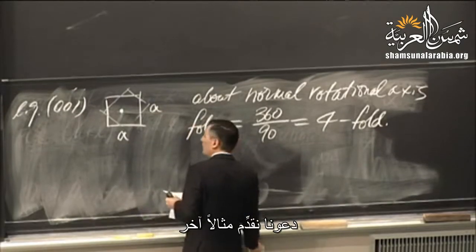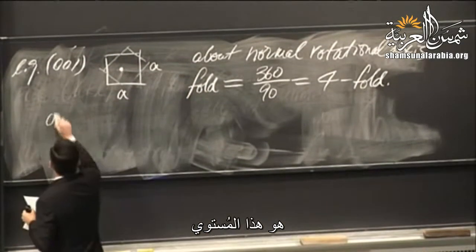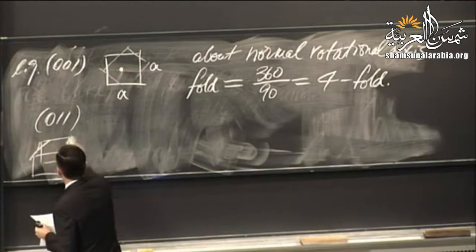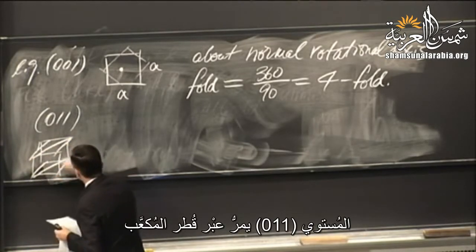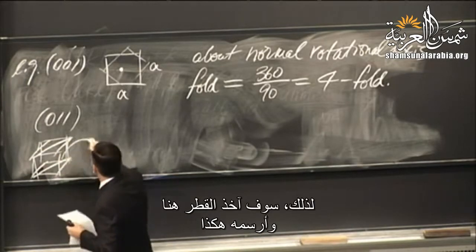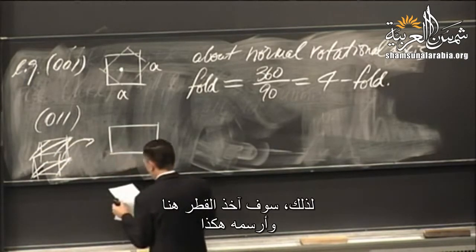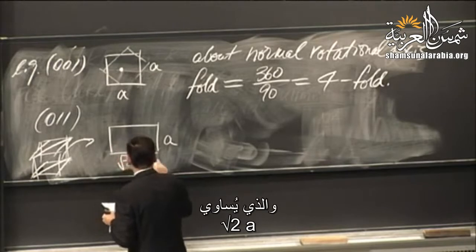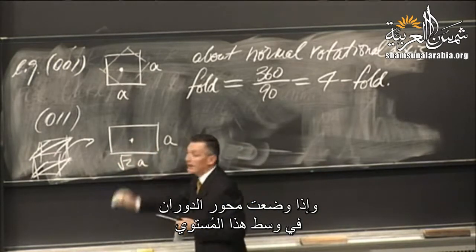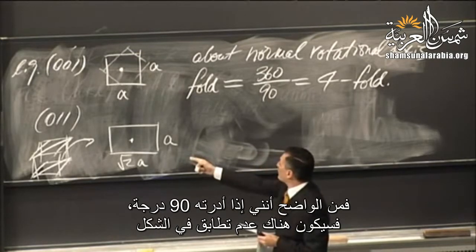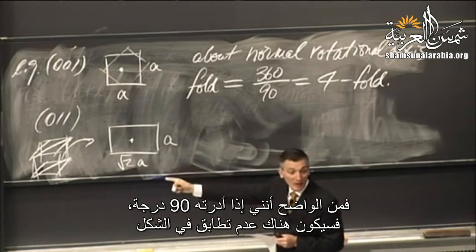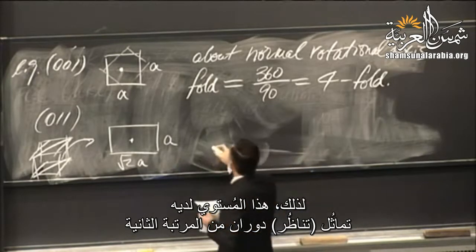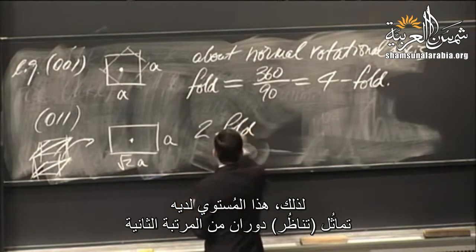Let's do a second one. A second one is 011. So if I look at 011, 011 is this plane. 011 goes across the diagonal. So I'm going to take the diagonal here and plot it like so. It's going to have an edge of A, and it's going to have the diagonal, which is root 2 times A. And if I put a rotational axis in the center of that, clearly if I go only 90 degrees, I'm going to tell that the thing is rotated. I have to go 180 degrees before I can't tell that there's been any disturbance. So this one here has twofold symmetry.